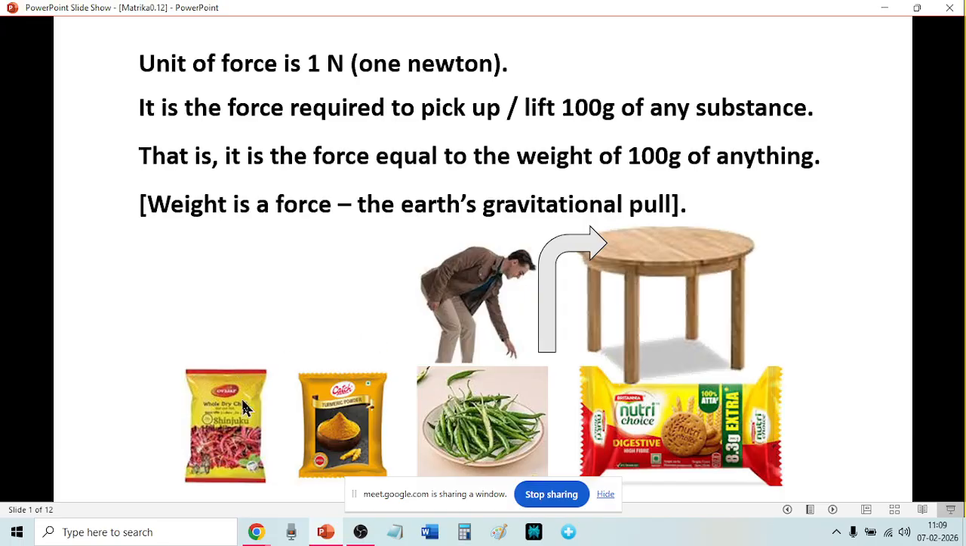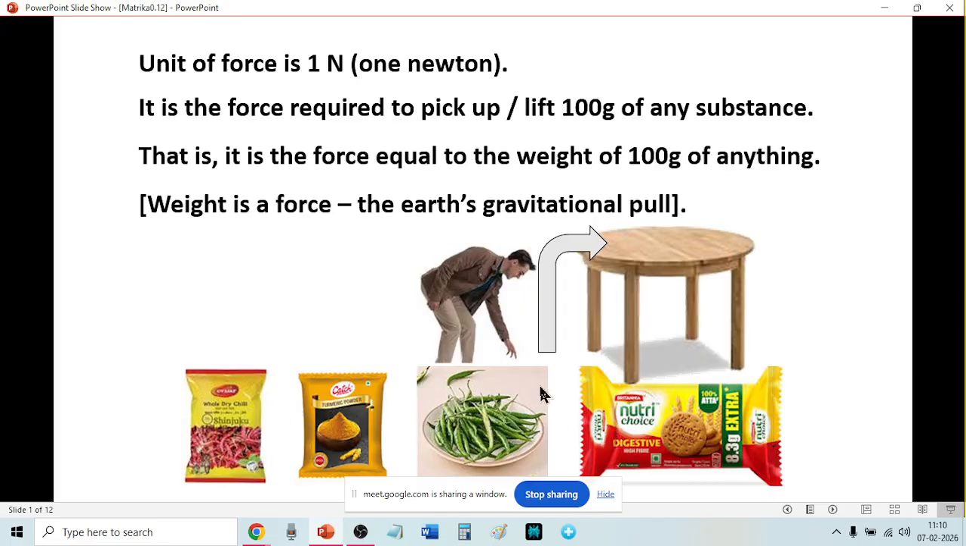You have 100 grams of anything. It could be a packet of haldi powder, jeera or dhania, green chilies, biscuit packets, anything. If it is 100 grams, the force you need to pick it up and put it on the table, the force you need to lift it, that is 1 Newton. Right? Got it?